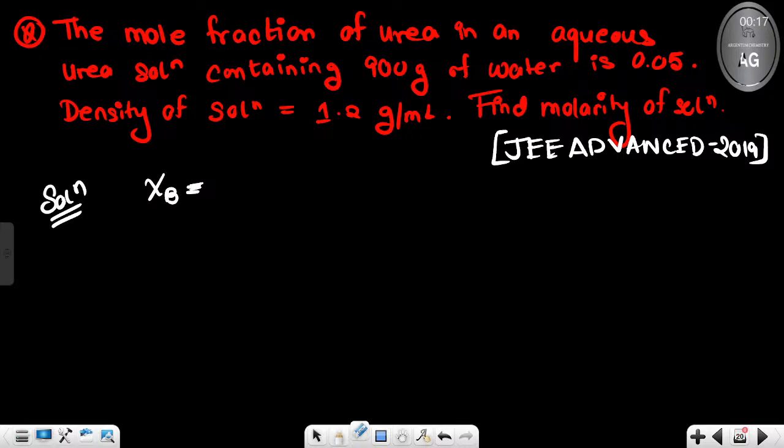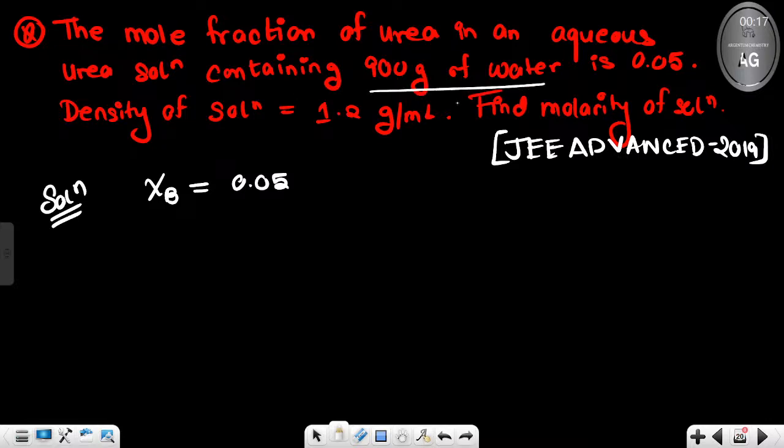Let us see. I even myself don't know the answer. Okay, XB equal to 0.05. Correct? This is given. Mole fraction of urea is 0.05. Written. Very good. Now আর কি বলেছে 900 গ্রাম অফ ওয়াটার.